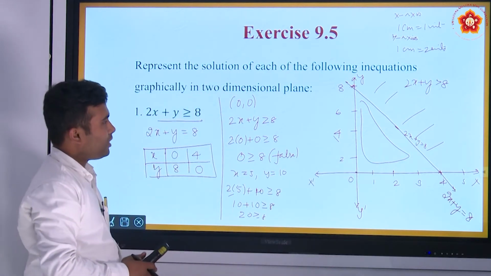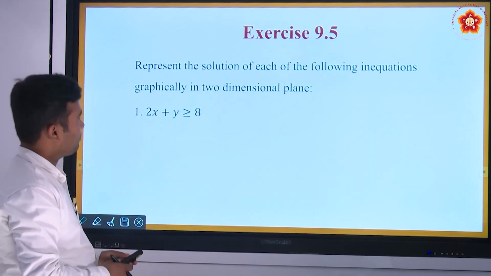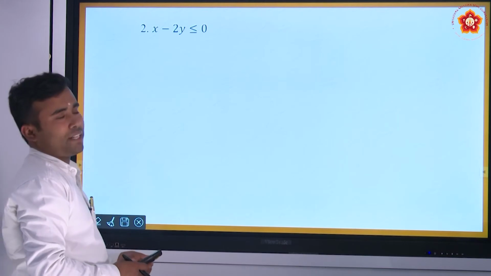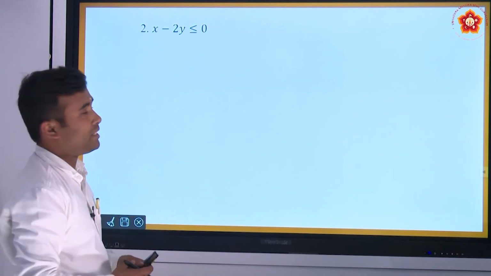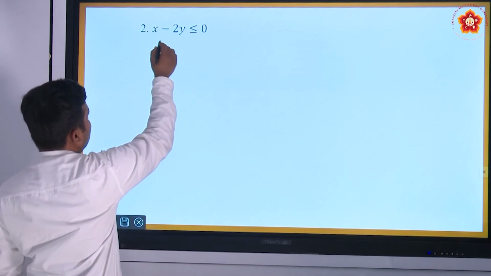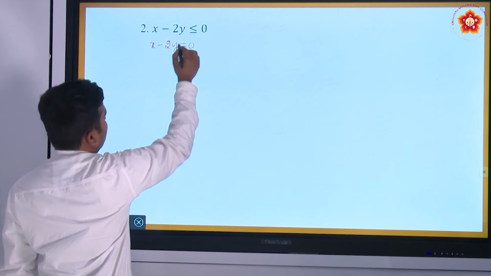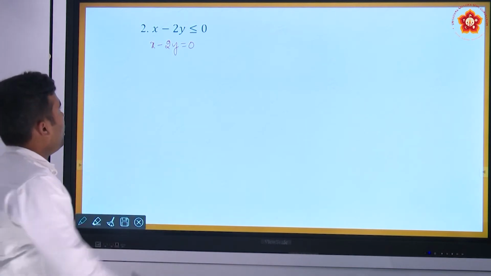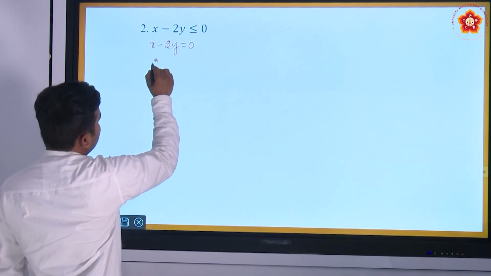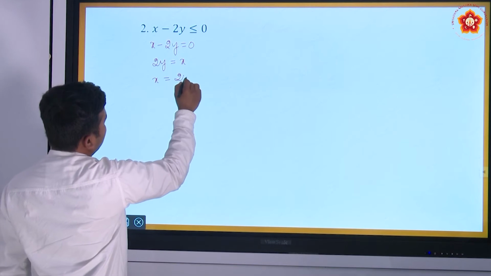Okay, we have another problem. What is it? x minus 2y is less than or equal to 0. The given inequality I can write in the form of a line, that is x minus 2y is equal to 0. This represents a line, right? And this can be written as 2y is equal to x, or x is equal to 2y, understand.